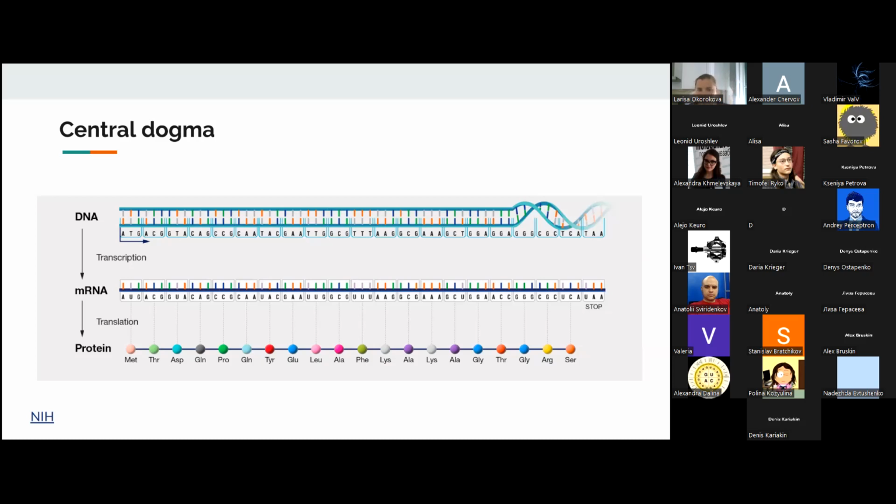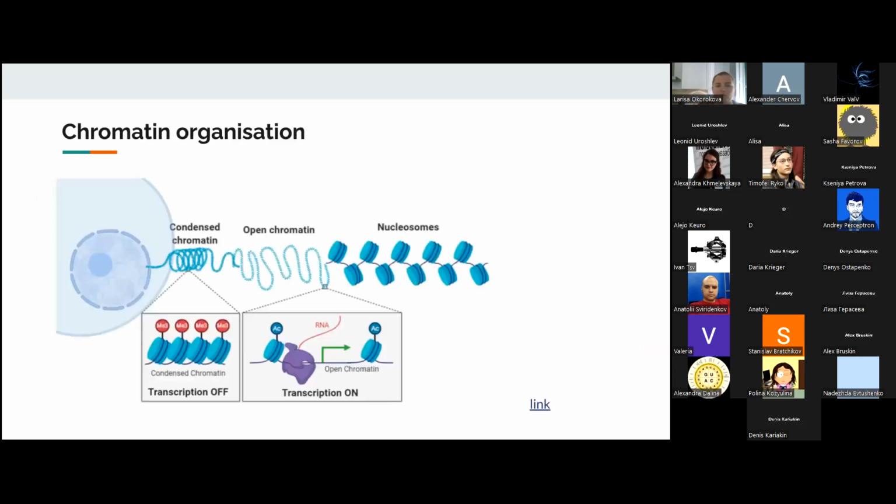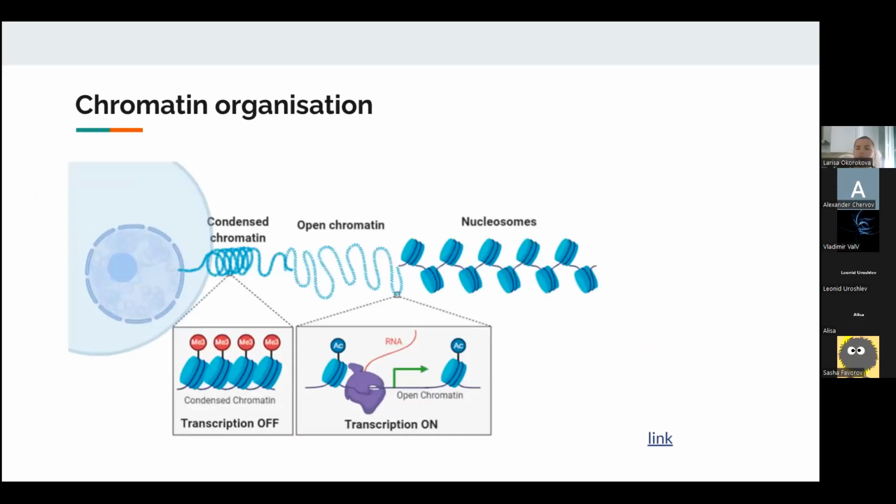We actually need to build these bridges between DNA, mRNA, and proteins. And that's why we measure all these modalities. Okay, what we try to measure when we want to understand something about the DNA: we want to understand which particular DNA parts are accessible for transcription.